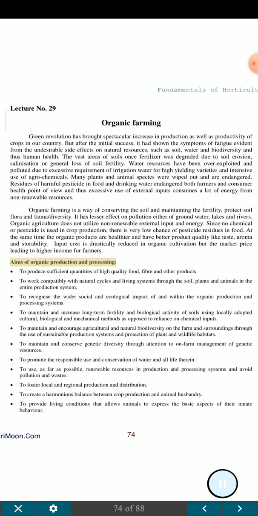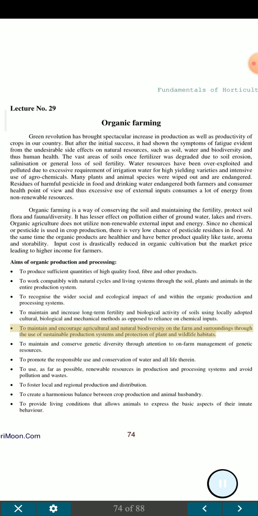Aims of organic production and processing: to produce sufficient quantities of high-quality food, fiber and other products. To work compatibly with natural cycles and living systems through the soil, plants and animals in the entire production system. To recognize the wider social and ecological impact of organic production and processing systems. To maintain and increase long-term fertility and biological activity of soils using locally adapted cultural, biological and mechanical methods as opposed to reliance on chemical inputs.